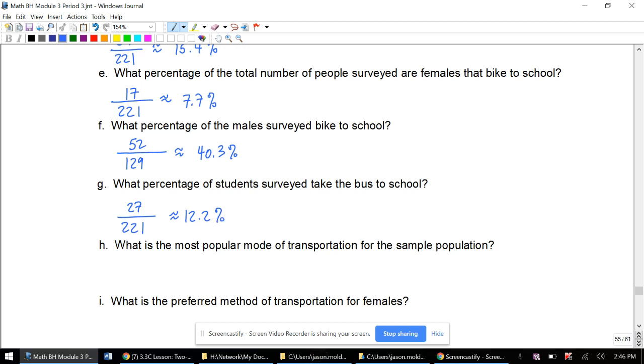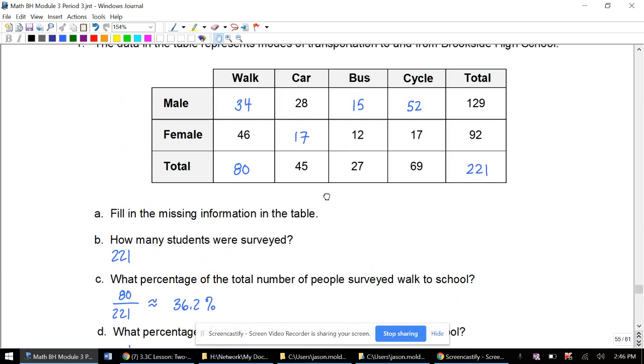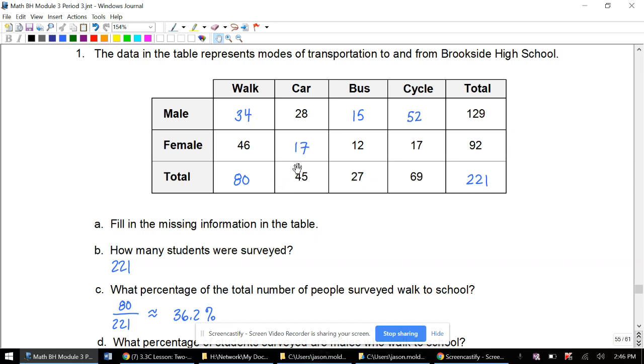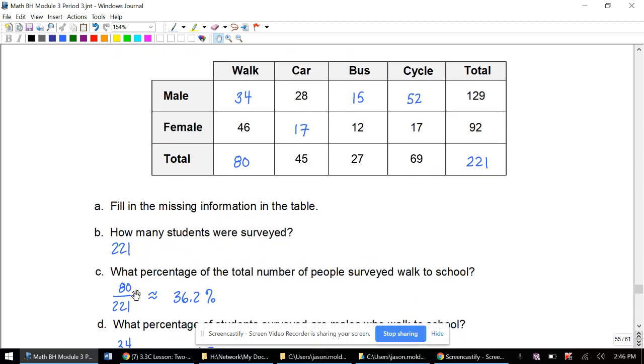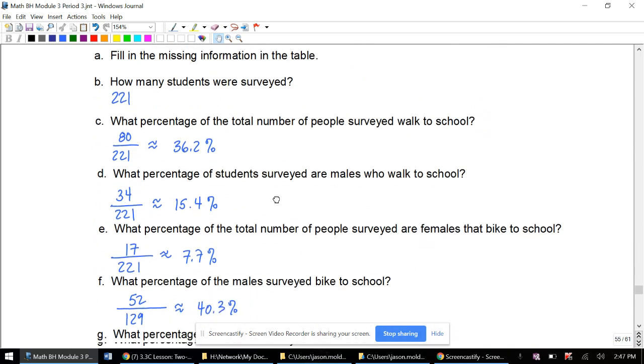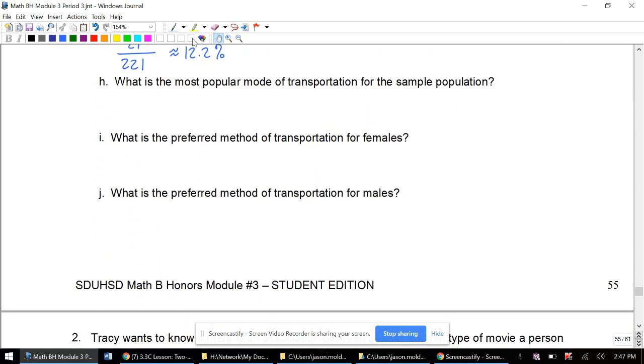What's the most popular mode of transportation for the sample population? So now we're going to start to look at some summarizing questions. One more time, what's the most popular mode of transportation? And the most popular mode of transportation is walking. That's 80 students walked. And also, we'll maybe include the percentage there, which I think we ran right here. 80 out of 221 was 36%.